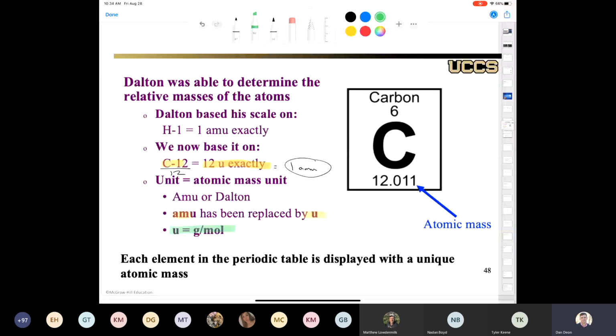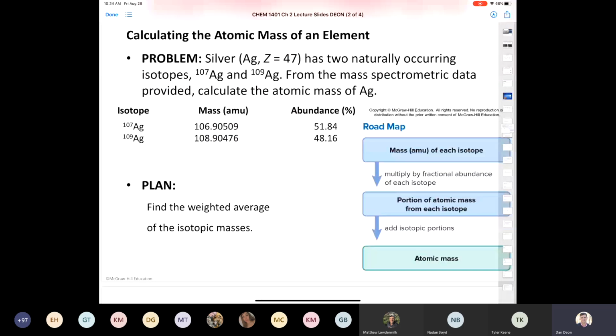I can tell you right now that I've taught chemistry and studied chemistry long enough to know that every first year final exam in chemistry always has this question, or something basically just like it. You have some silver. Silver has an atomic number of 47. You can see it sandwiched right in between palladium and cadmium in the periodic table. Silver has 2 naturally occurring isotopes, silver 107 and silver 109. From the mass spectrometric data provided, calculate the atomic mass of silver.